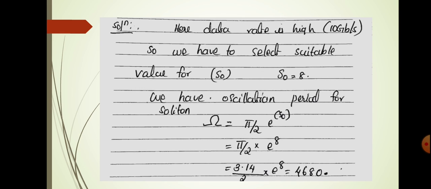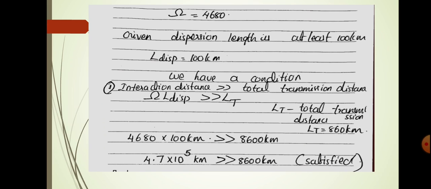First we have to find out the oscillation period for the soliton, and it is given by the equation omega equal to pi by 2 into e raised to S0. Pi is 3.14 and S0 is 8. So we will get the value of omega as 4680. Also we have given the dispersion length as 100 kilometer, that is L dispersion is equal to 100 kilometer. So we have to check different conditions for the soliton link design.